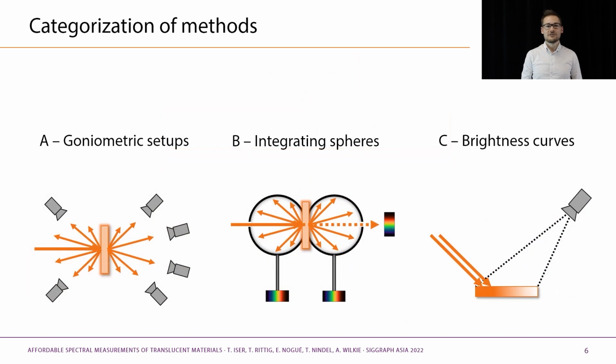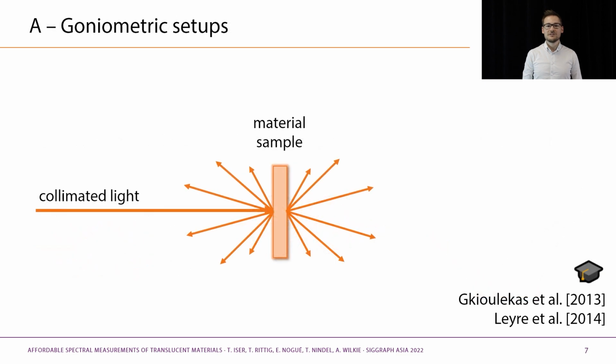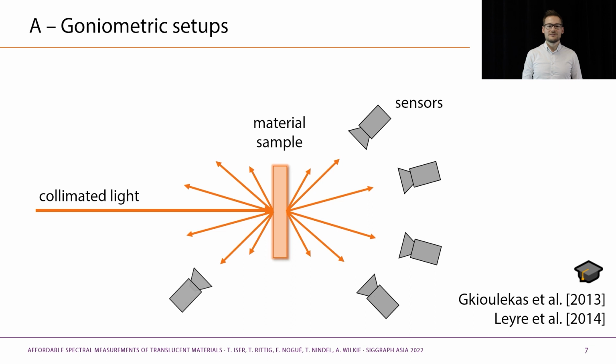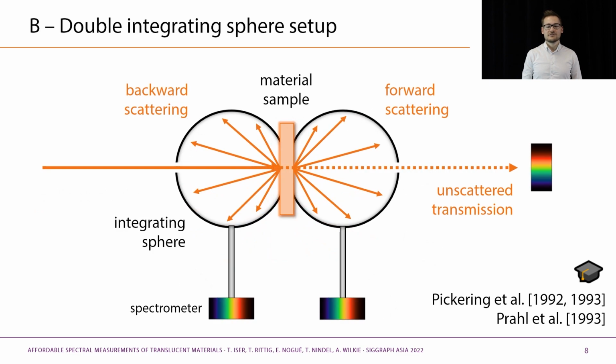Before we introduced our method, several approaches had already existed, which we can categorize into three groups. The goniometric methods rotate a sensor around the sample, capturing its scattering from various angles. This requires expensive rotation stages and complicated calibrations.